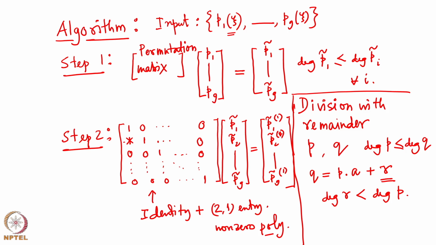That is my step 2. What is the answer of step 2? The answer of step 2 is p1 tilde 1, p2 tilde 1 and so on up to pg tilde 1. You see, from p3 tilde onwards it remains the same. In fact, p1 tilde also remains the same, only p2 tilde is the one that changes to something whose degree is strictly less than that of p1 tilde. Okay. I hope it is understandable what step 2 is. What is step 3?